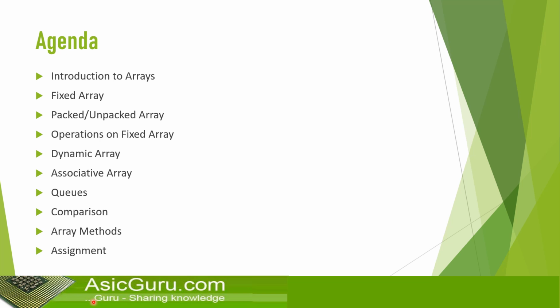So this is a quick look at the agenda for this session. We will begin with an introduction to arrays and then explore its various types like fixed array, packed and unpacked arrays, and different operations you can perform on them. We will then move on to dynamic arrays, associative arrays, and queues. After that, we will do a comparison of all these array types, followed by a deep understanding of array methods like find, sum, sort, etc. Finally, we will do a wrap up with a short assignment to help you practice what you have learned.